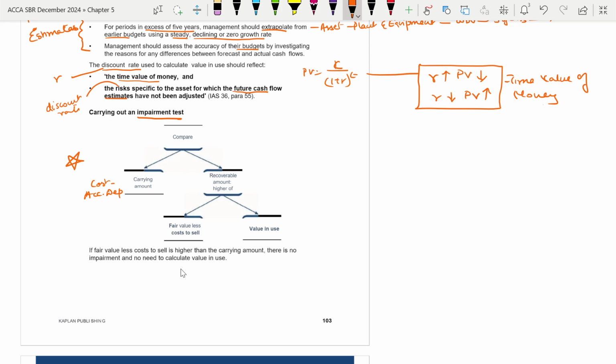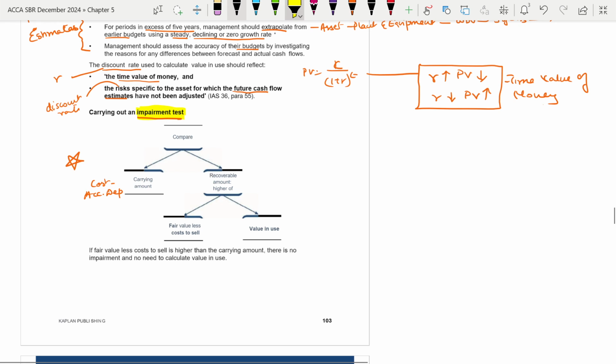There are two things: one is value in use and one is fair value less cost to sell. This is the basic concept of the impairment test. Whenever we cover it in a question, we have to give it in reference. They will give you a carrying amount, a fair value less cost to sell, and a value in use. Based on that, we have to fulfill the conditions and carry forward the things.